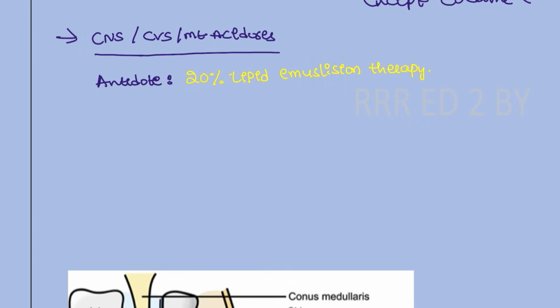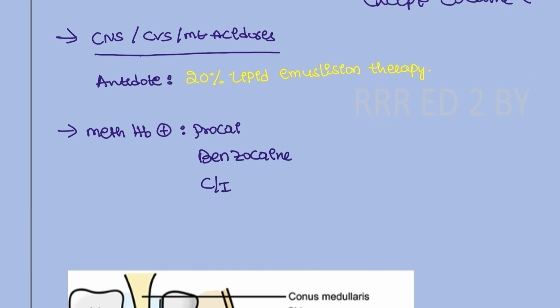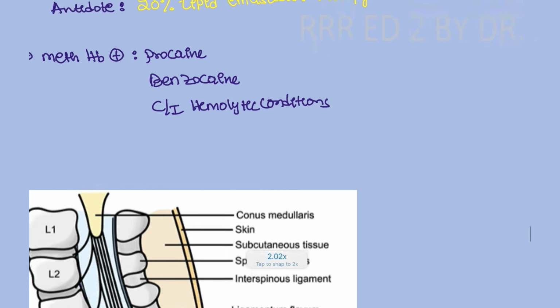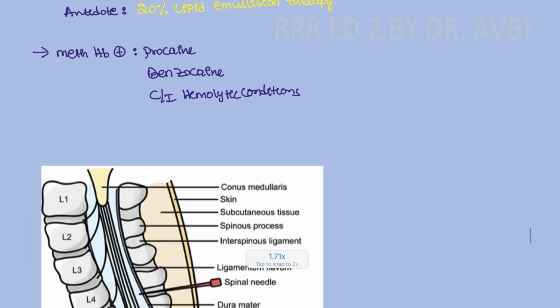Another side effect is an increase of methemoglobin. Methemoglobinemia is seen. Which drug is most common? That is prilocaine and also benzocaine. This is also contraindicated in whoever has hemolytic conditions, so it is avoided. Even in patients with anemia, we are not going to give this drug, because it is going to cause severe toxicity in those patients, right?